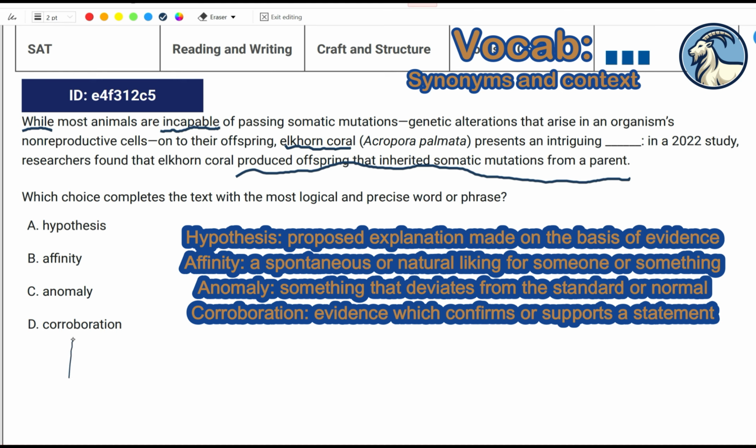If you don't know what this word means, this one means something like, to corroborate a story is to support a story or to verify it. That's not what we're looking for. What we're looking for is anomaly. Anomaly means something that's out of the ordinary.